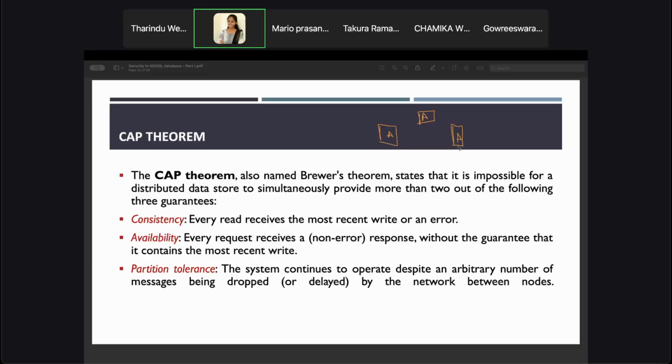Okay, so you have a distributed database with three nodes. A is stored in each node. So if X updated it and Y tried to read it before X's update propagated to this node, then this node should give an error message to Y.